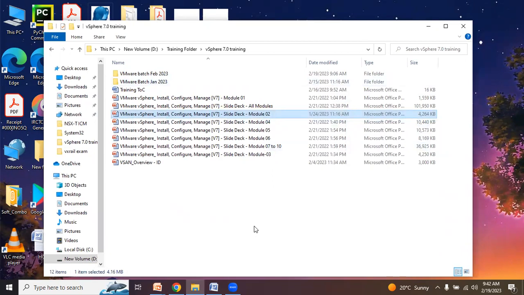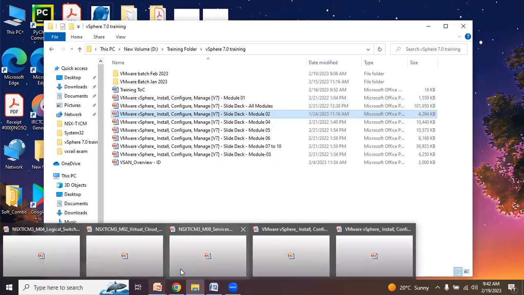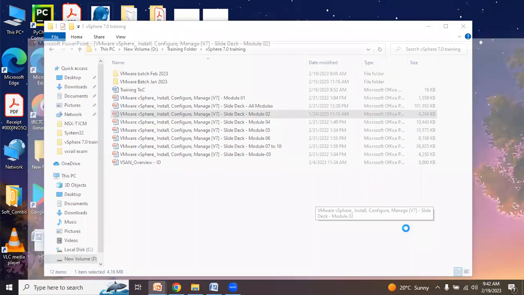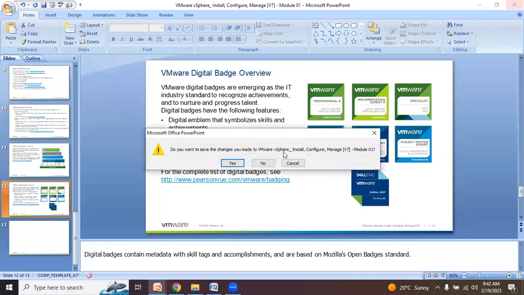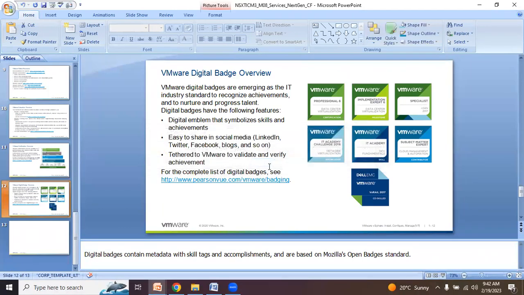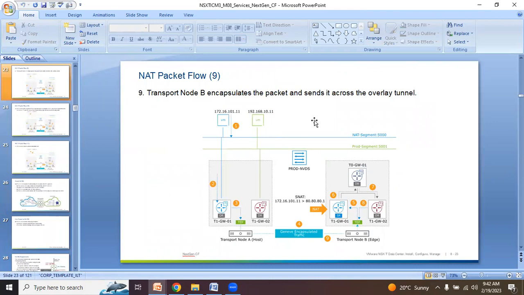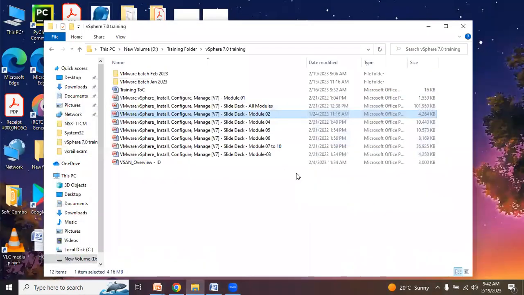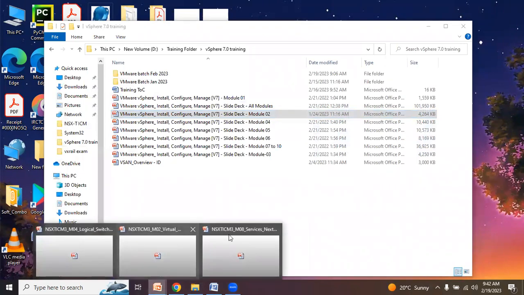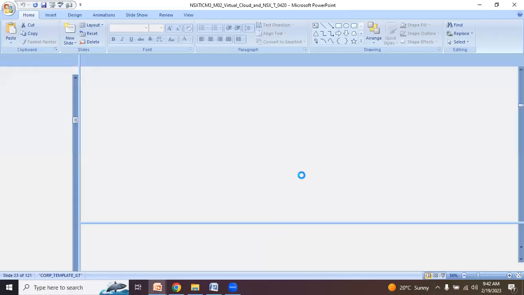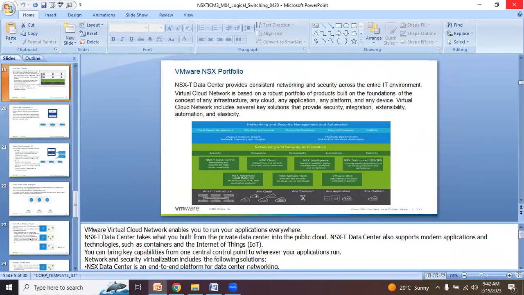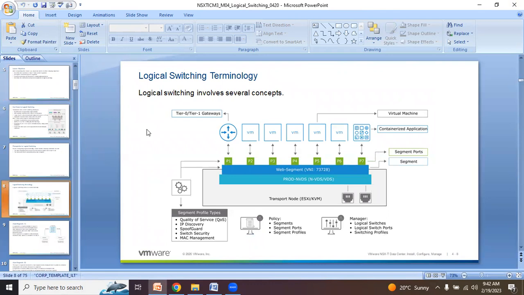By profession, I am not a trainer. I am associated with an industry where I am working as a solution architect. In overall VMware virtualization products, I have been working more than 12 years. Before that, I have good exposure to Windows as well, and networking things. So I have a vast experience around all these technologies.